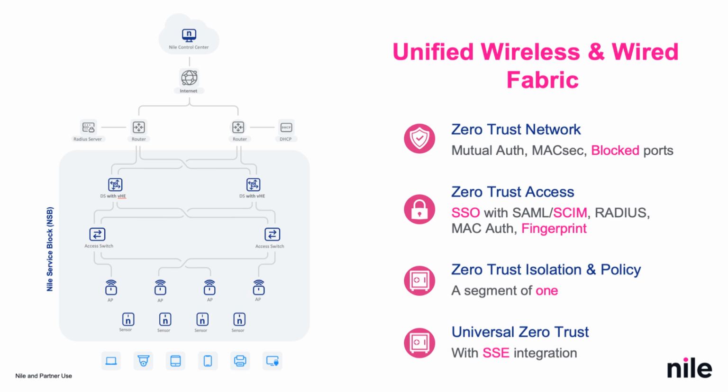Nile delivers truly universal zero trust by integrating with cloud security solutions like Zscaler and Prisma. You can easily define policies to route employee traffic to the closest Zscaler POP. We've eliminated the complexity of tunnel configuration. Nile automatically establishes secure tunnels to the nearest POP for every site, ensuring efficient routing for all locations.